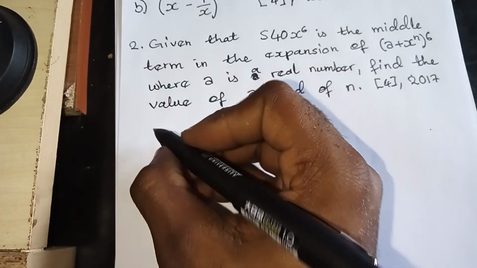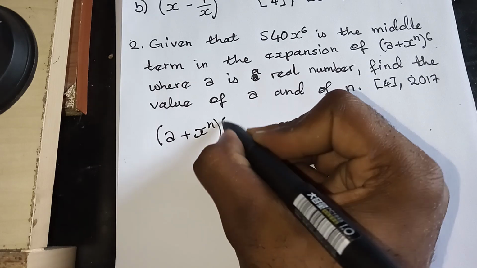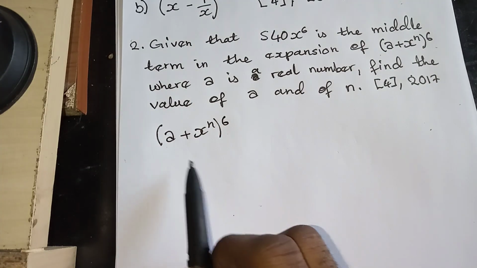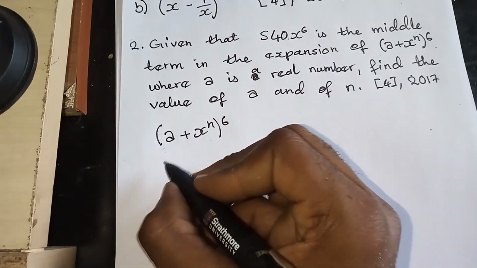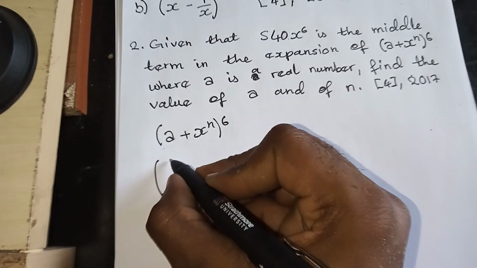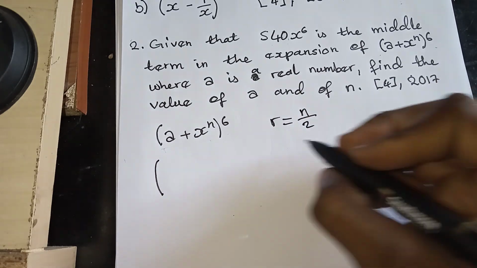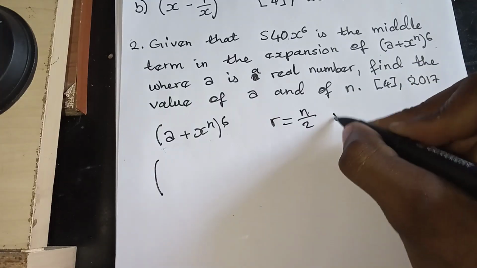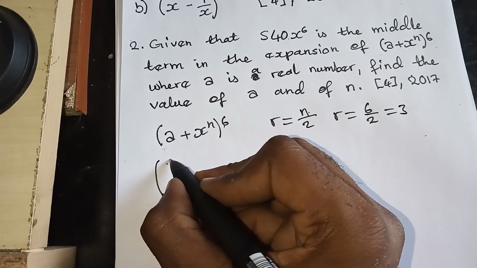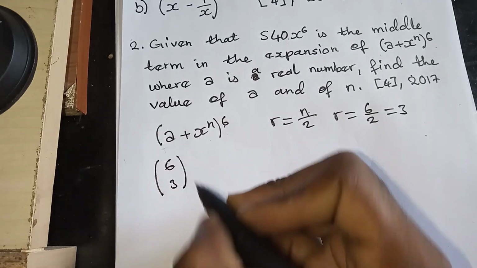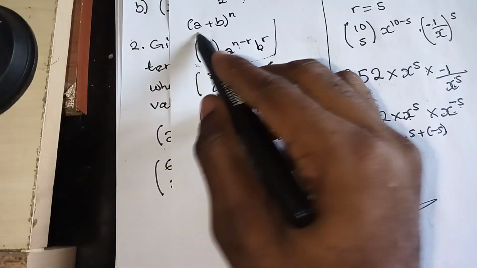Okay, so you can follow the same procedure. You have a plus this, then you can start by finding the middle term of this and then equate it to that. So to find the middle term of this, you can say r is equal to n divided by 2, where n is this one there. So our r will be 6 divided by 2, which is equal to 3. So we have a 6 and a 3 there, using this formula there.